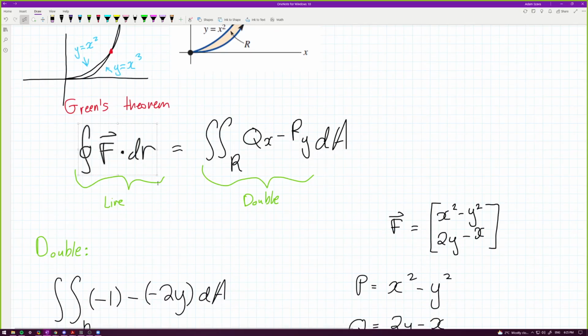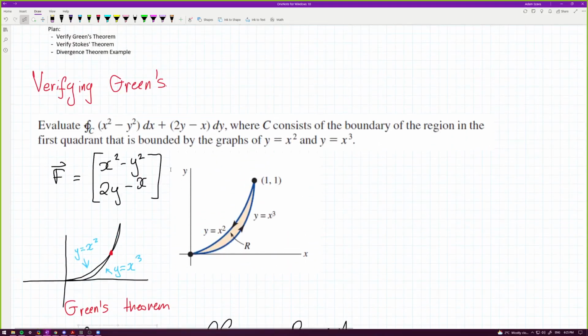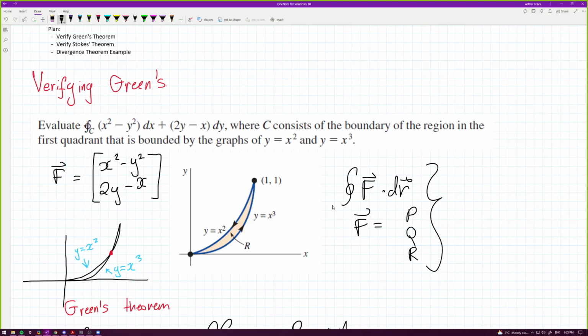For Green's theorem, will the question always give the field in the form of dx dy terms? Not necessarily. No, not necessarily. Sometimes it might say F dot dr, where F is equal to whatever, P, Q, R. Saying that is exactly equivalent to saying P dx plus Q dy plus R dz, right? They could give it to you in either one, really.